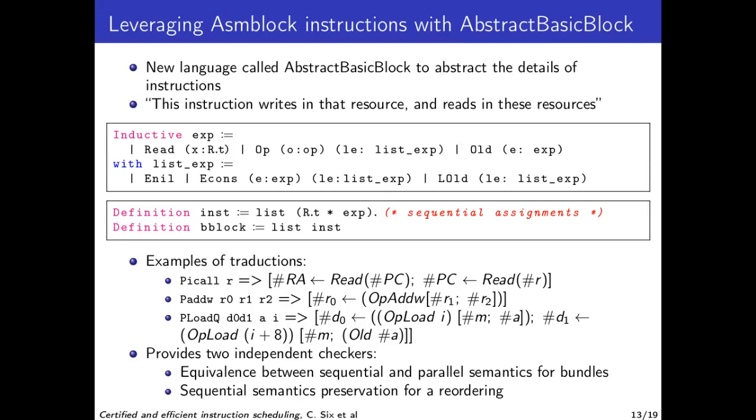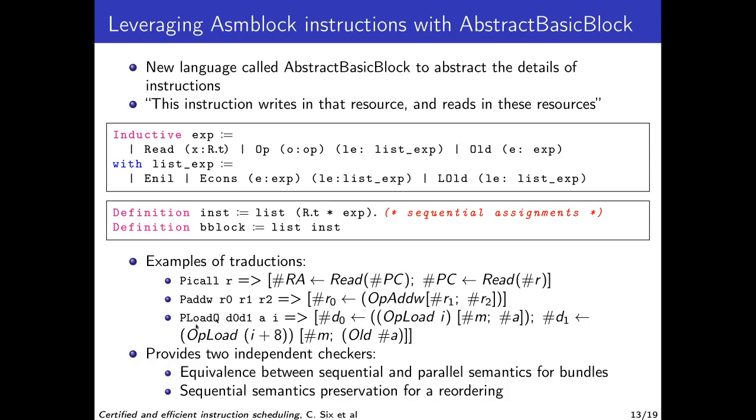The core idea of this new language is that in order to figure out the correctness of the scheduling, we only need to know which instruction uses which resource. In order to do that, we encode an instruction as a list of sequential assignments where a given resource is assigned to a given expression. And an expression is either a read of a resource, or an operation between a list of expressions, or an old operator which returns the value of the expressions before the execution. So for example, the instruction add word R0, R1, R2 is encoded as a single assignment where R0 gets the result of the add operation applied to R1 and R2.